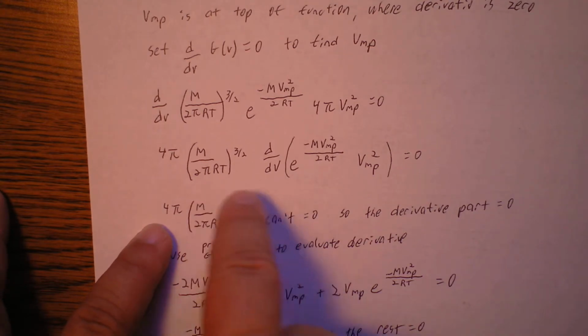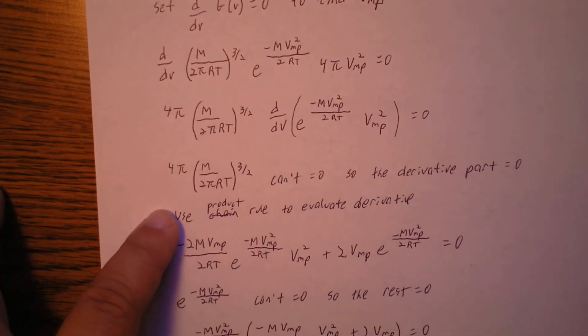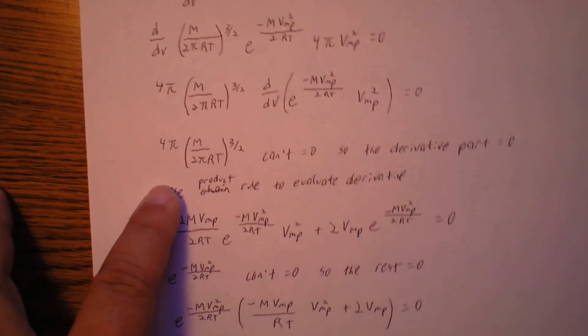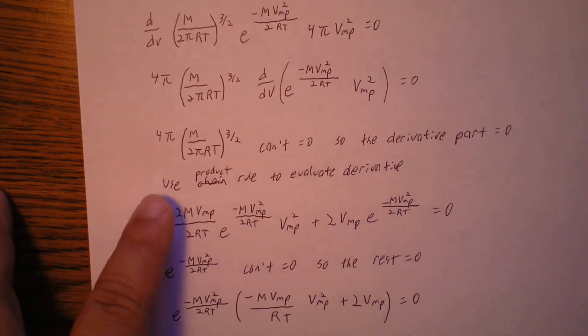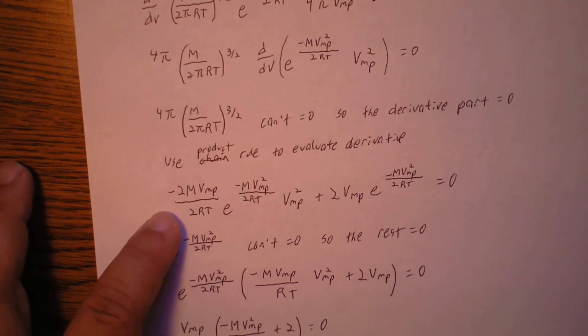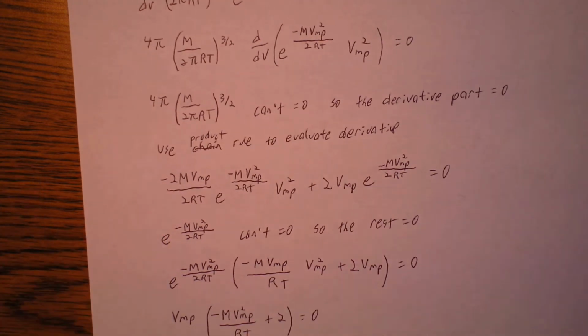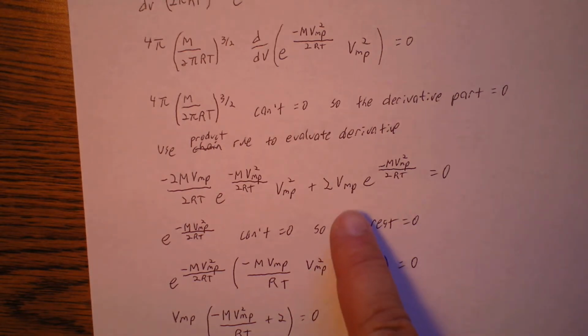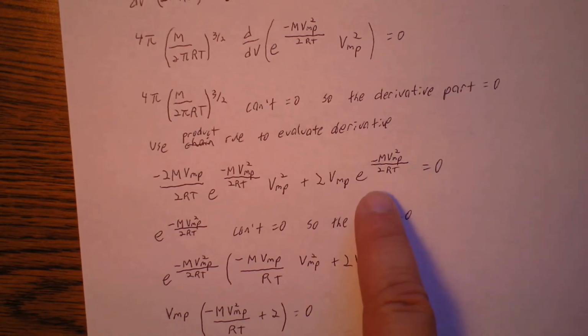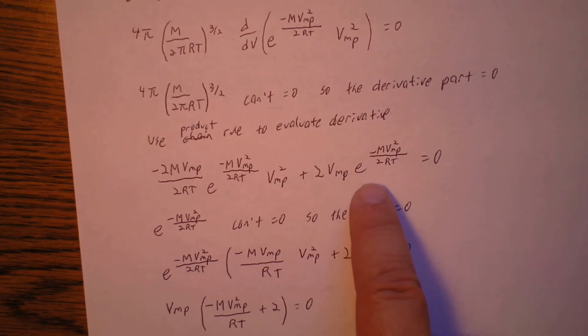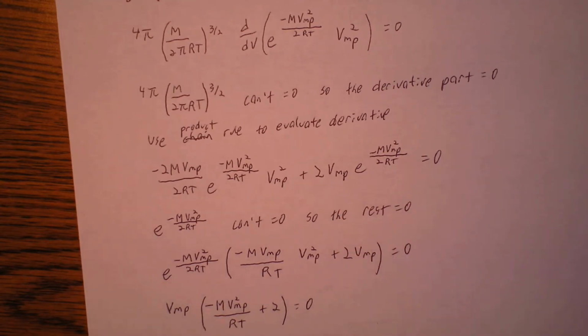So we know this part's not equal to 0. So we're going to have to use the product rule to evaluate this derivative here. So we're going to have minus 2 m v_mp over 2RT times e to the minus m v_mp squared over 2RT times v_mp squared plus 2 v_mp times e to the minus m v_mp squared over 2RT is equal to 0.